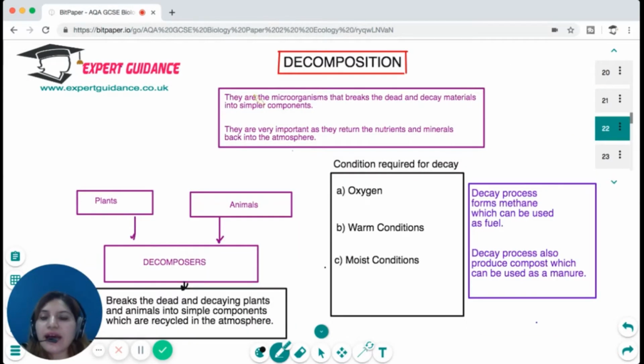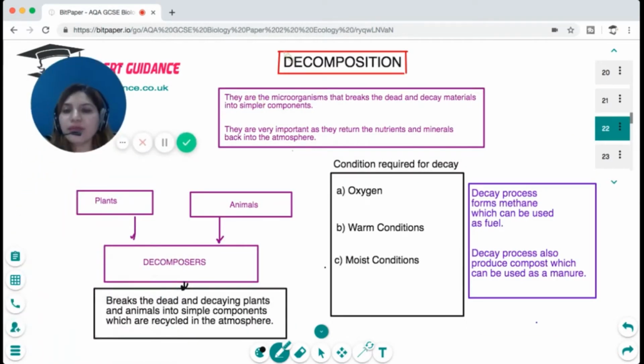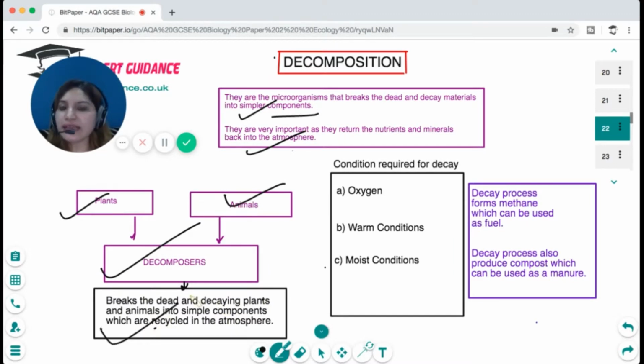Okay. Now, next is a very important concept, which is decomposition. What are decomposers? Decomposers are the microorganisms that break the dead and decaying materials into simple components. They are very important as they return the nutrients and minerals back into the atmosphere. So when plants and animals die, it is the decomposers that break the dead and decaying plants and animals into simple components which are recycled in the atmosphere.